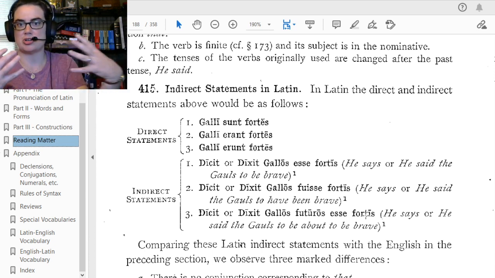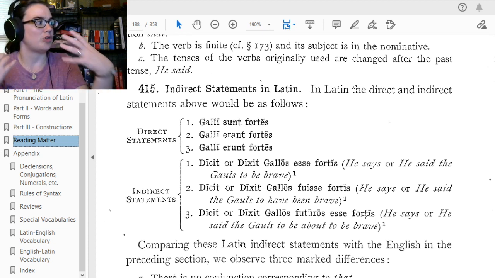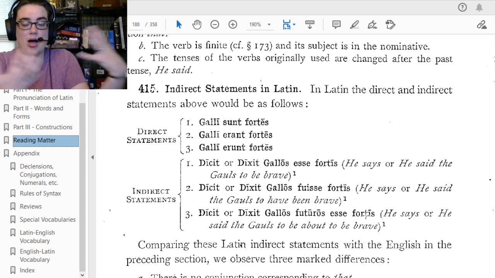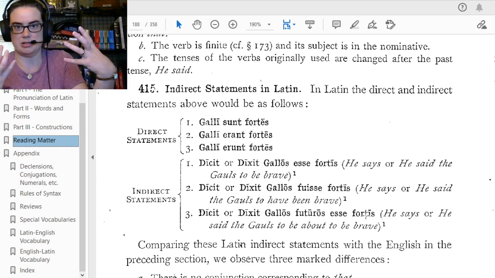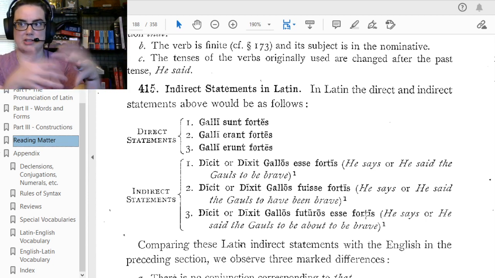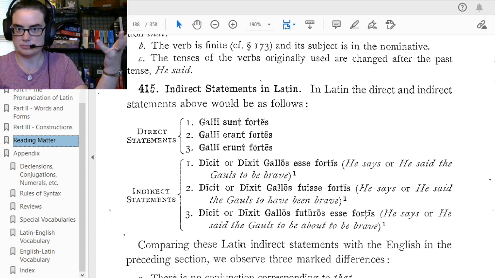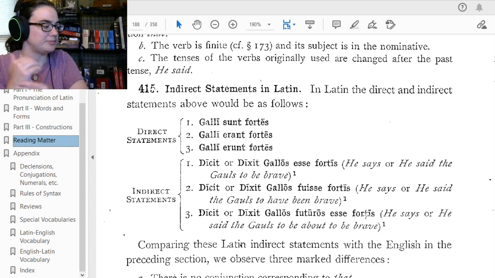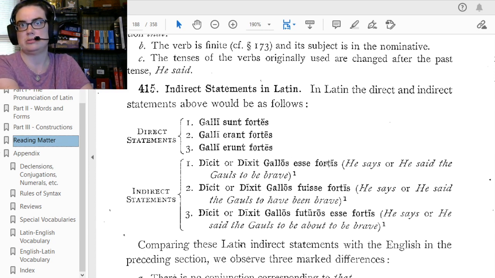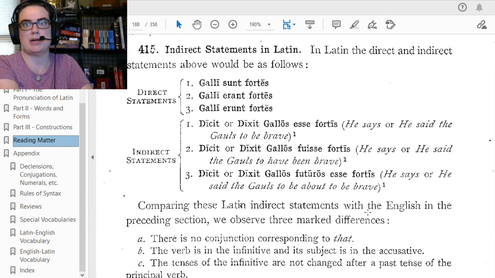Conceptually, what this shows is that the Romans thought the indirect statement is the object of the verb of the head. He said, what did he say? Accusative infinitive, because it's the object of speaking. It makes a lot of sense that way. So, for example, Dixit Gallos esse fortis. He said that the Gauls were brave. Not too bad.